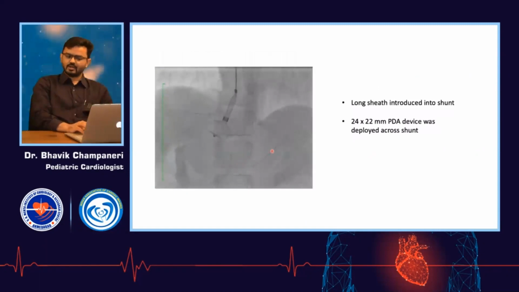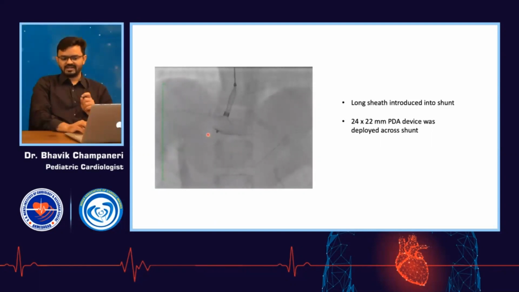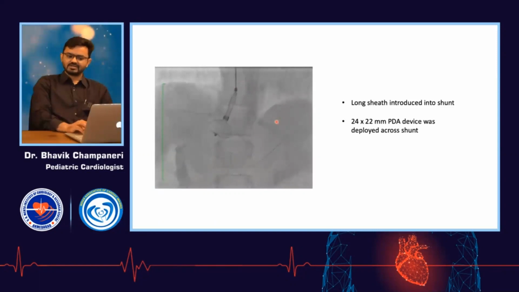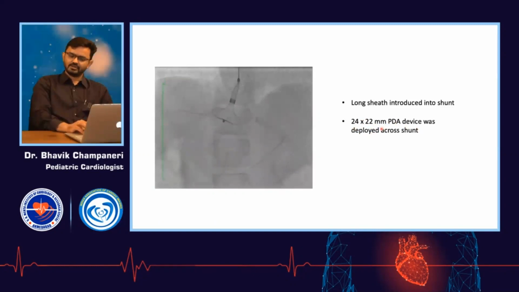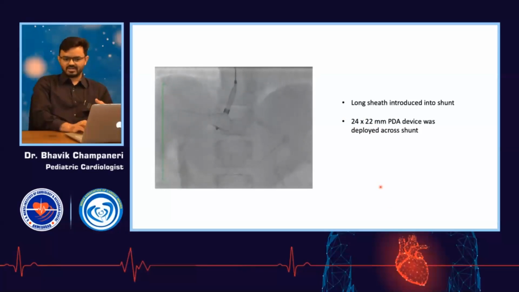So with a lot of thought, we introduced a long sheath into the portosystemic shunt or the ductus venosus and a PDA device. PDA device is a single disc device. It has a single disc on one side, and the other side doesn't have the disc. We deployed the device under USG as well as fluoro guidance. That was a 24 into 22 millimeter PDA device. A 24 into 22 millimeter PDA device will have a disc which is around 30 millimeter, so that was ideal to close this shunt.